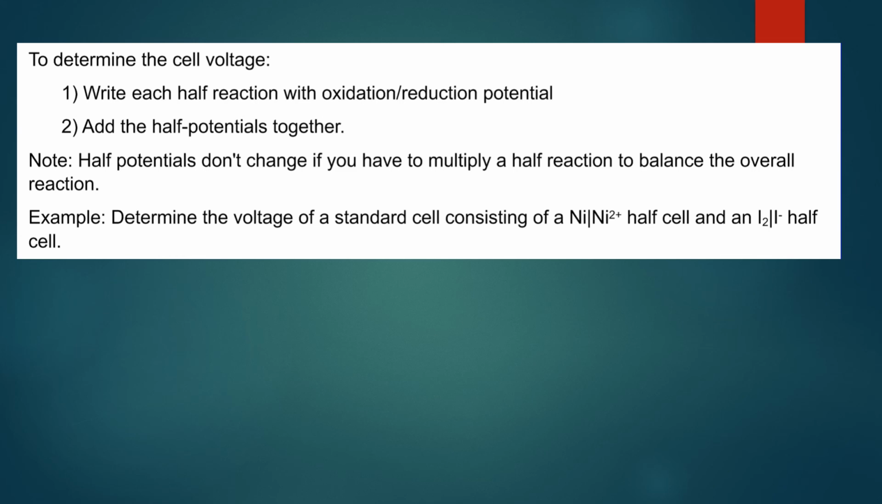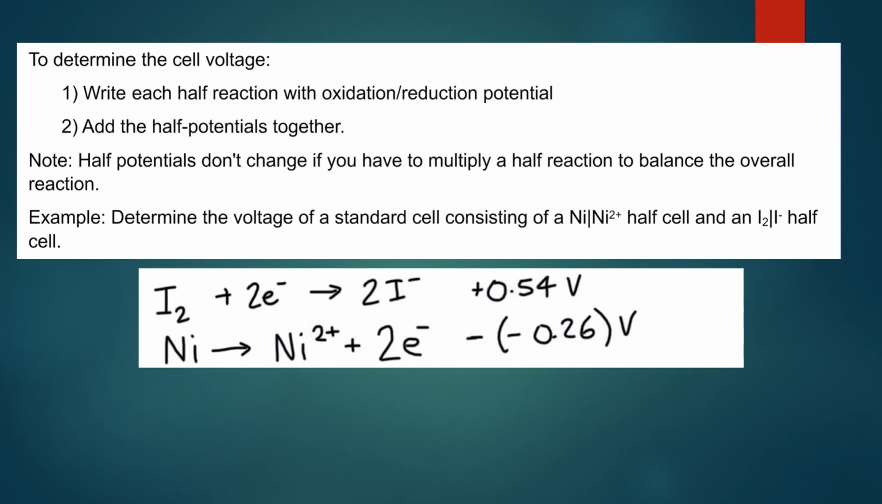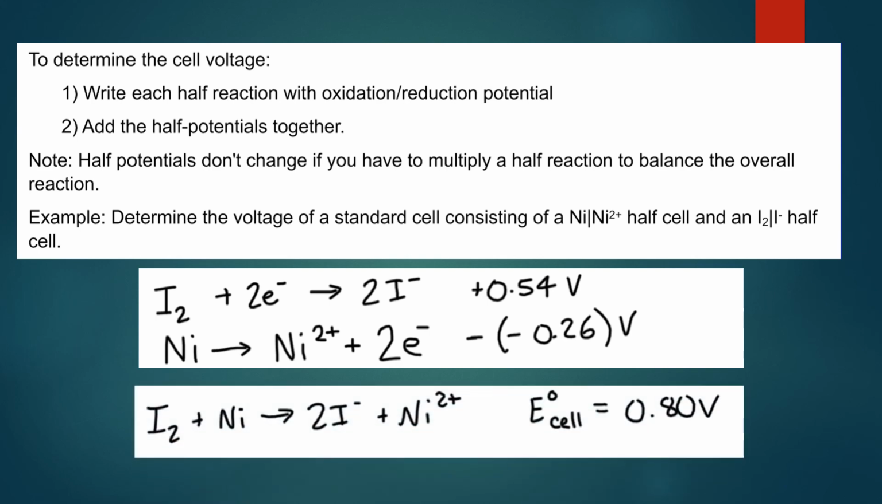So here's one more example. Determine the voltage of a standard cell consisting of a nickel 2+ half cell, and iodine I- half cell as well. So we're going to write down the 2 half reactions. You'll notice that for the nickel reaction, we're flipping the sign because it's going backwards. And we can predict the voltage of the cell. E0 is going to be 0.80 volts. When we balance everything, everything just gets added together.